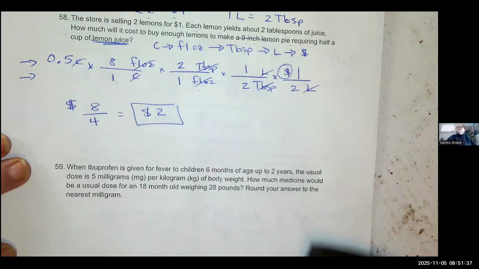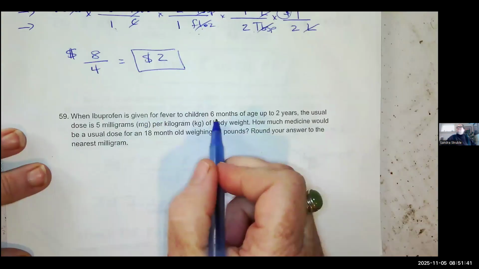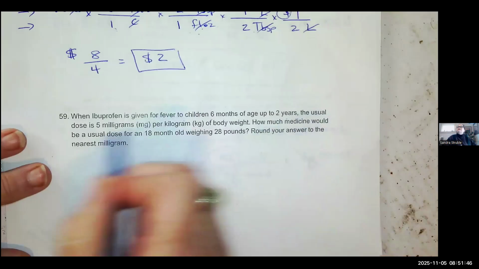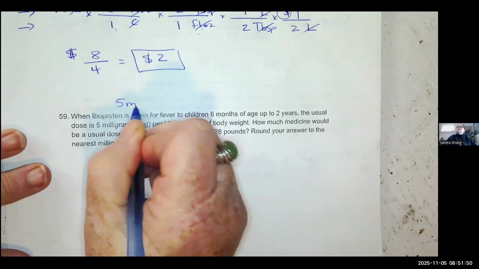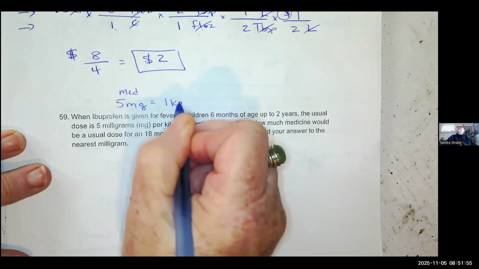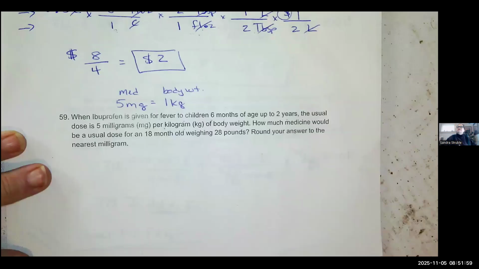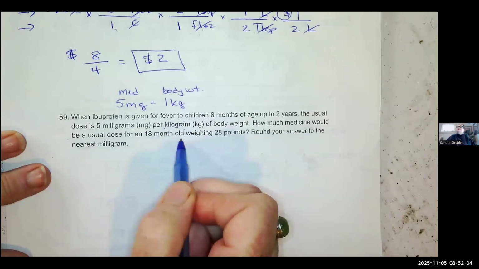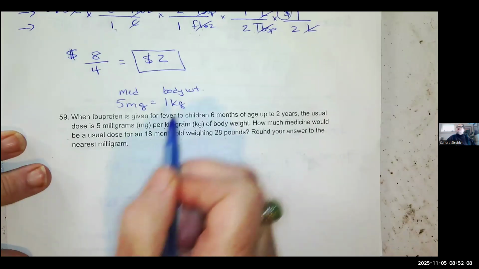When ibuprofen is given for a fever to children 6 months of age up to 2 years, the usual dose is 5 milligrams per kilogram. That is a conversion. 5 milligrams of the med is equal to 1 kilogram of the body weight of the child. How much medicine would be a usual dose for an 18-month-old weighing 28 pounds? Does the age matter? No, only the body weight matters. So we want to start with the 28 pounds.